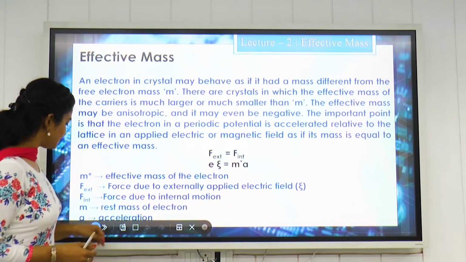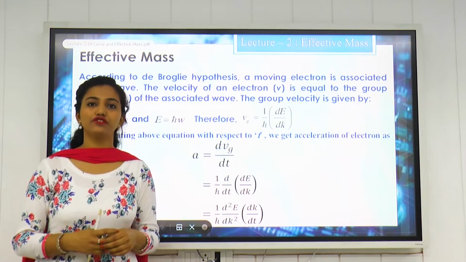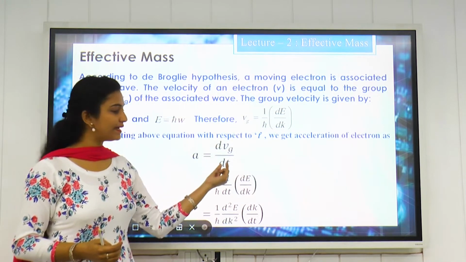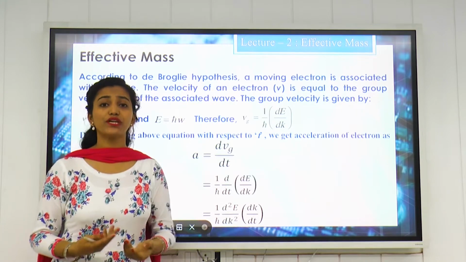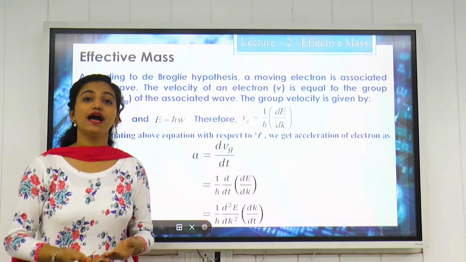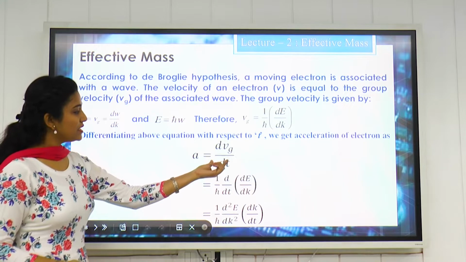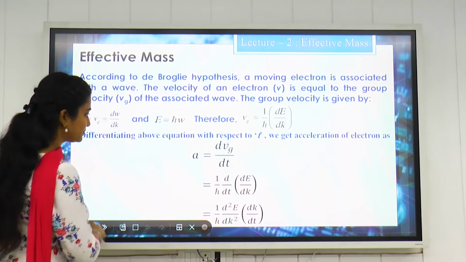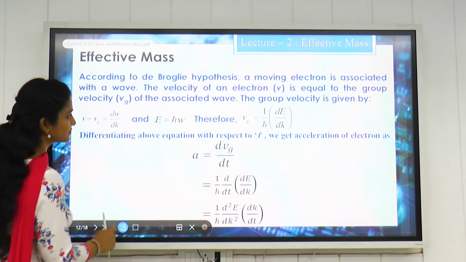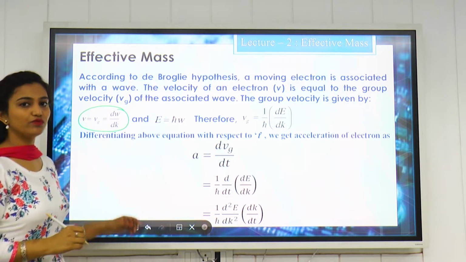Now let us have the derivation. We will start from the acceleration of the electron. So the electron's acceleration is equal to d by dt of the velocity. Now, what is an electron? It is a quantum particle. It has some wave associated with it, and hence its velocity is the group velocity. So this is the expression for the group velocity.